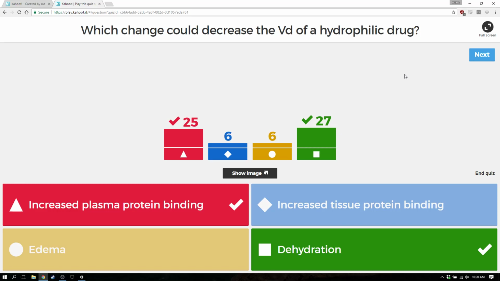Okay, so decreased volume distribution for a hydrophilic medication. So why would increased plasma protein binding be correct? Keeps it all in the plasma, right? So you have more proteins around to bind to that drug, keeps it in the plasma. It's not going to be able to distribute out to the tissues, right? So that's pretty straightforward as far as how it can affect that.